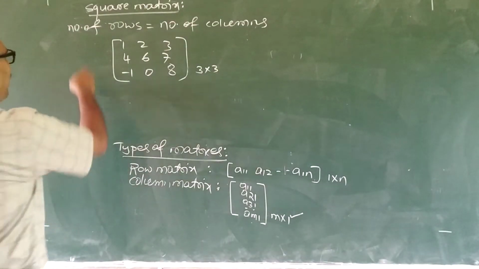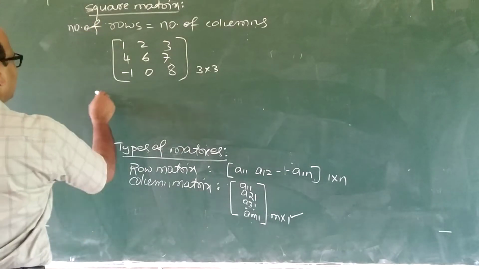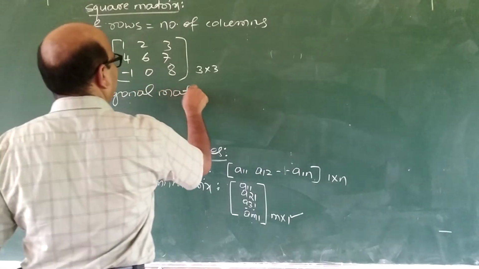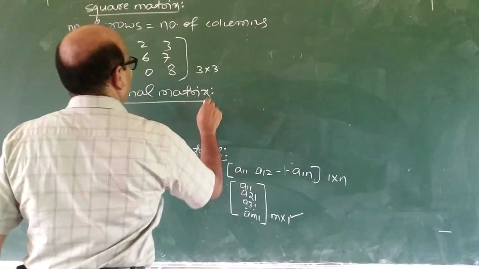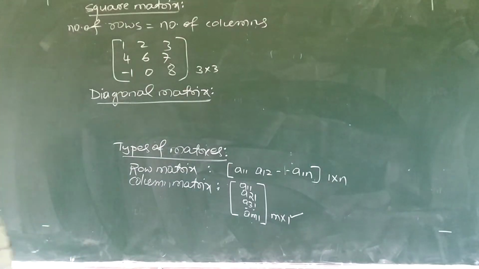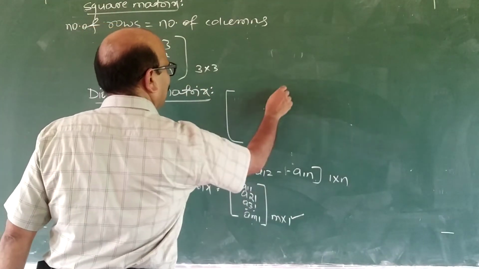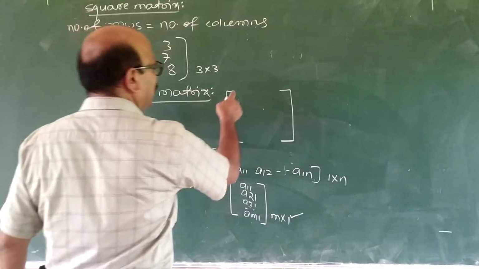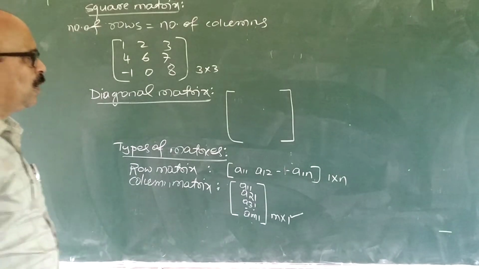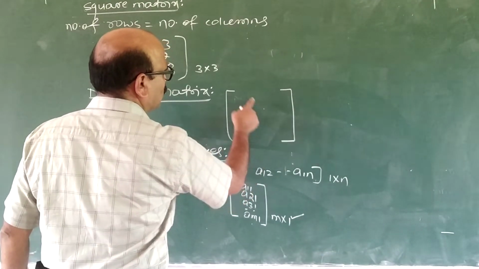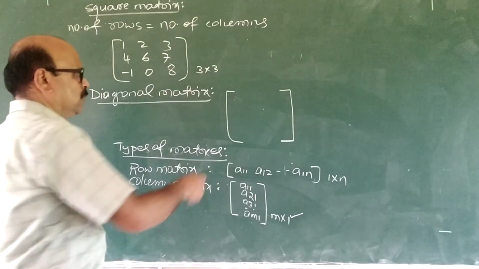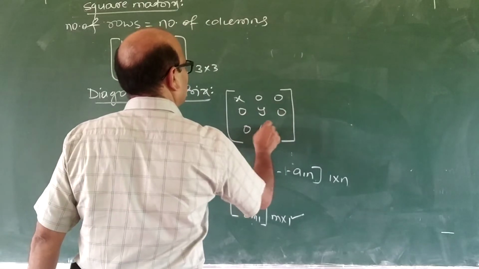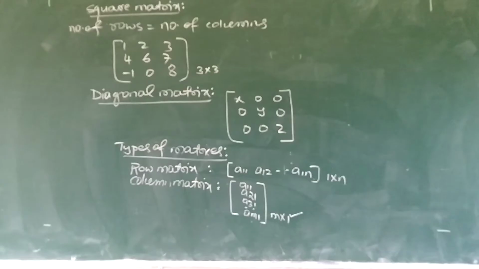Row matrix, column matrix, square matrix. Next is the diagonal matrix. A square matrix is said to be a diagonal matrix if all the diagonal elements are non-zero, but the remaining elements are zeros. Example: x 0 0, 0 y 0, 0 0 z. It is a diagonal matrix.